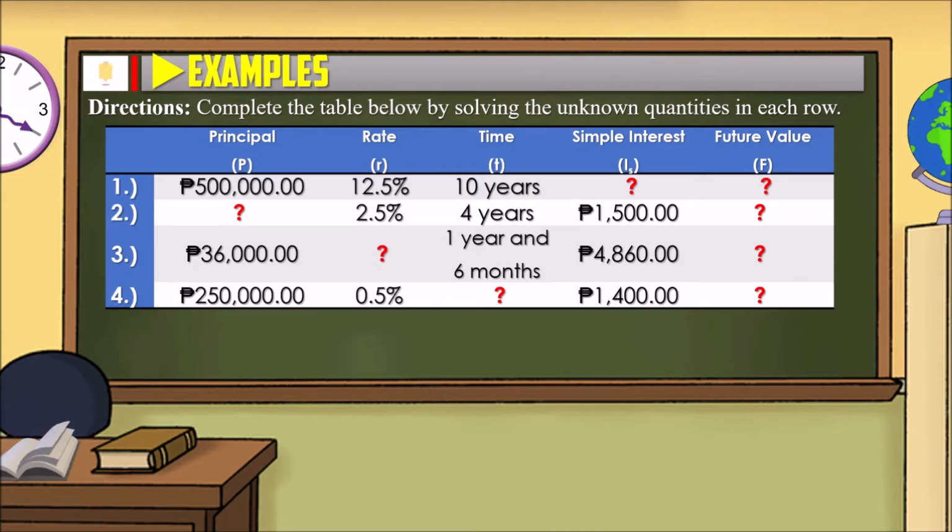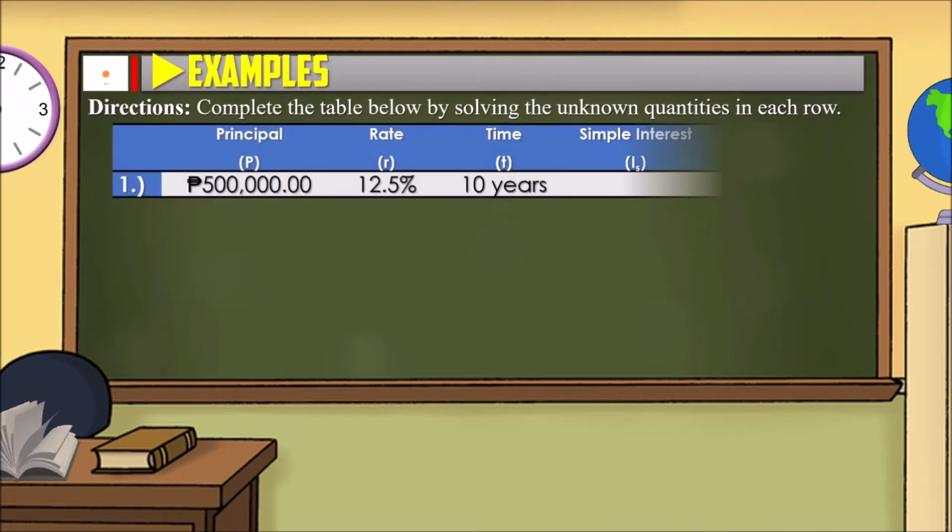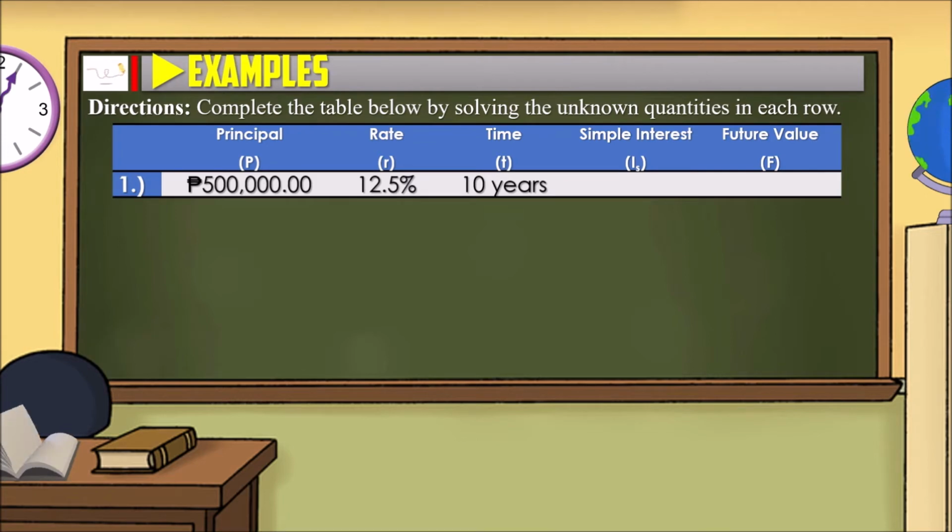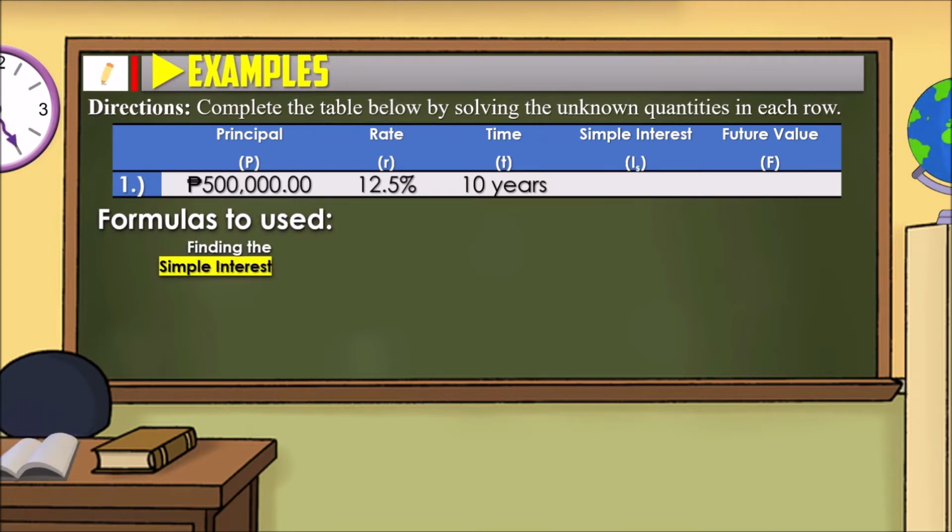Let us answer number 1. In number 1, we need to solve for simple interest and the future value. Here are the formulas we are going to use. For finding the simple interest, we have, and for finding the future value, we have.